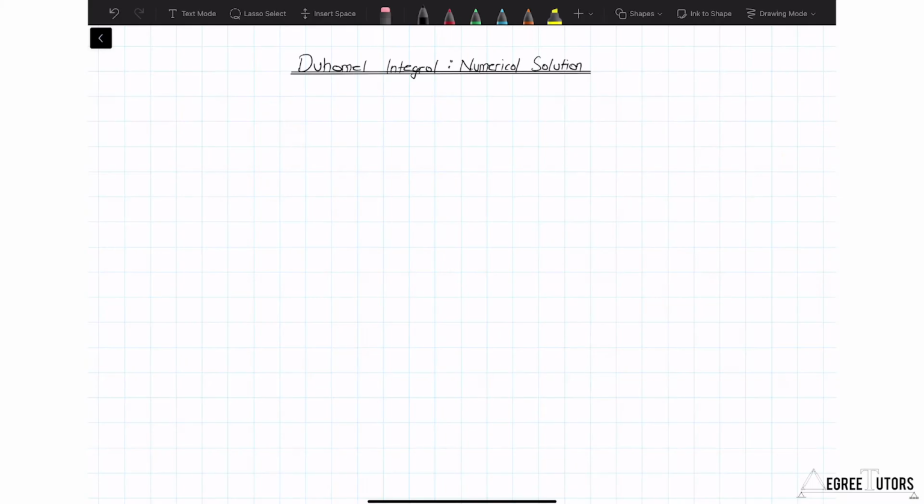Alright, so now we're going to finally get into calculating this integral numerically. To make our lives a little bit easier, we're going to first start by restructuring the Duhamel integral just ever so slightly. So let's restate our equation here.